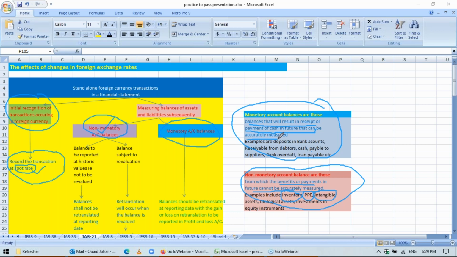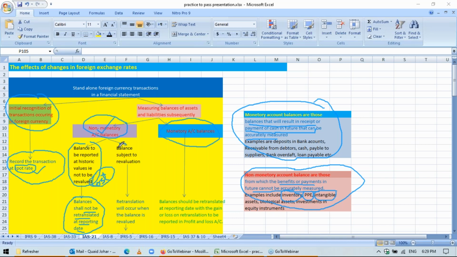Now as the building is a non-monetary item, we will not retranslate it. So they say the balance is to be reported at the historic values. That is not to be revalued. If you are using the cost model, you will not take the effect of the changing foreign currency rate. So balances shall not be retranslated. You will not retranslate the balances at the reporting date if you are using the cost model.